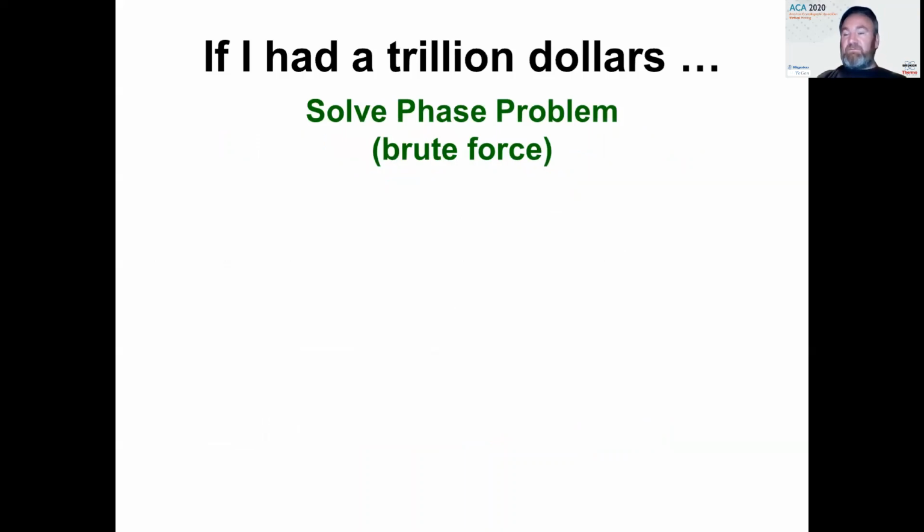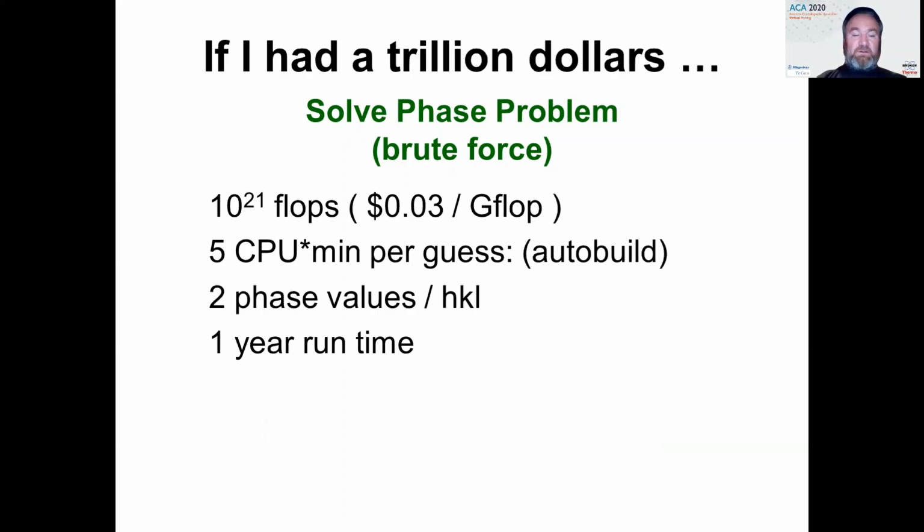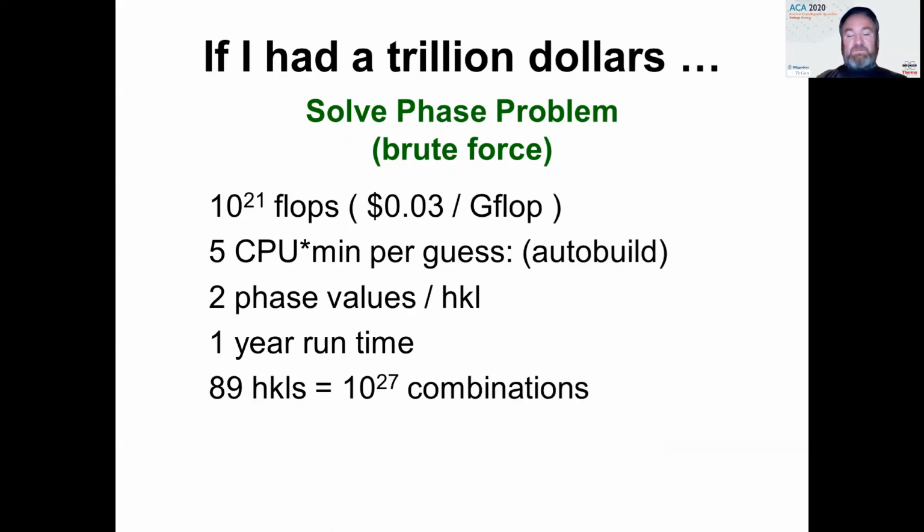You could actually use it to solve the phase problem by brute force. I'm not really kidding about that. 10 to the 21 flops. Let's say we give 5 CPU minutes to each guess of the phases and just run autobuild on that. We got 1 year of runtime, let's say 2 phase values per HKL. That's enough to do 10 to the 27 combinations, or 89 HKLs.